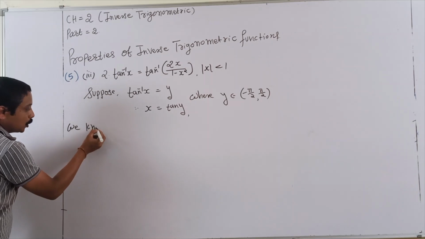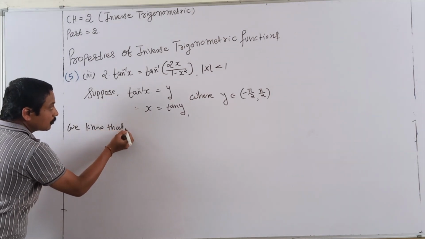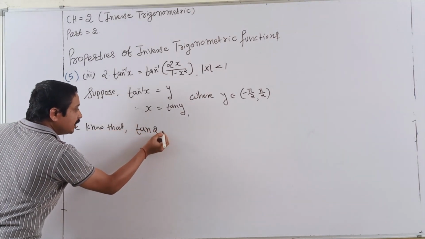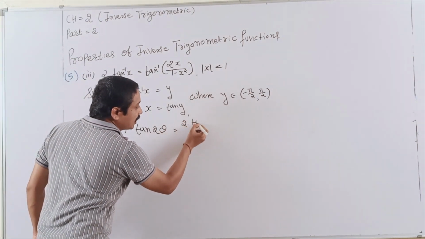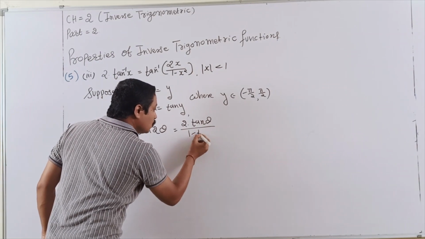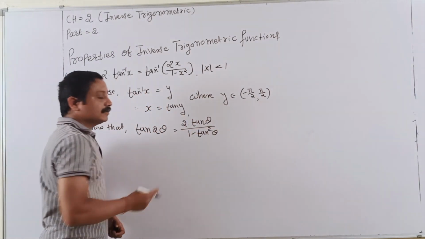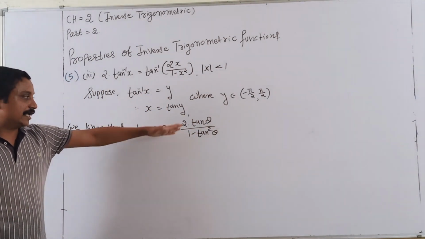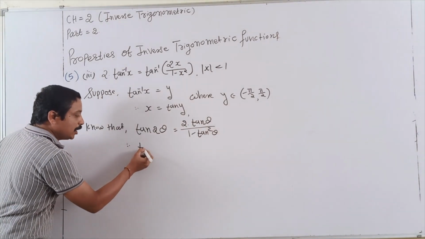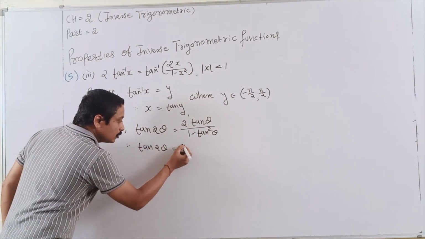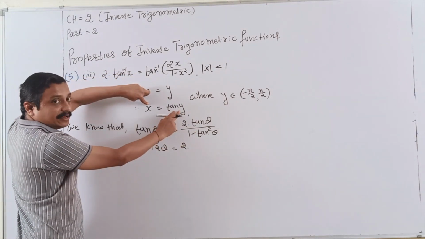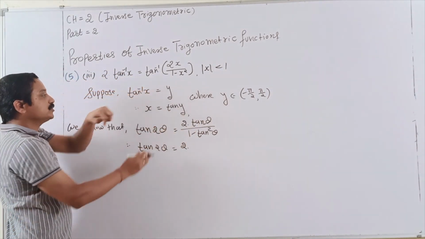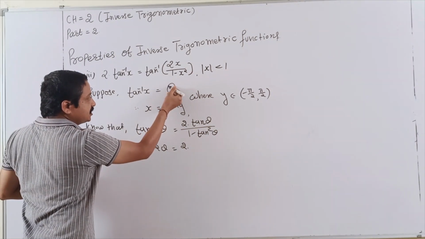We know that, what is the tan 2 theta formula? Yes, it is 2 tan theta upon 1 minus tan square theta. That property is utilized in this numerical. So tan 2 theta is equal to 2 tan theta upon 1 minus tan square theta. What is tan theta? In theta form, take the assumption theta; by mistake I took y here.